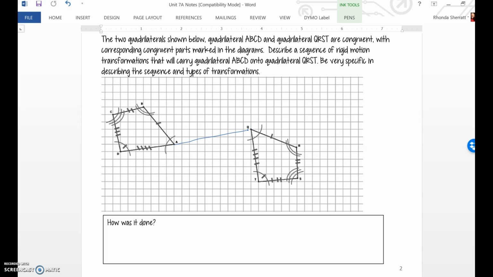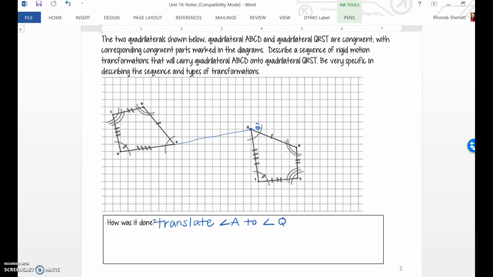So right down here where it says how is it done, I'm going to translate angle A to angle Q. Now I could count those and say it's 10 and up 2, and I could write that here too if I wanted. But we're just going to do it in terms of our two quadrilaterals and the sides and the points that it has on it. This is going to be kind of hard to do on this. So I've got angle A is now right here.